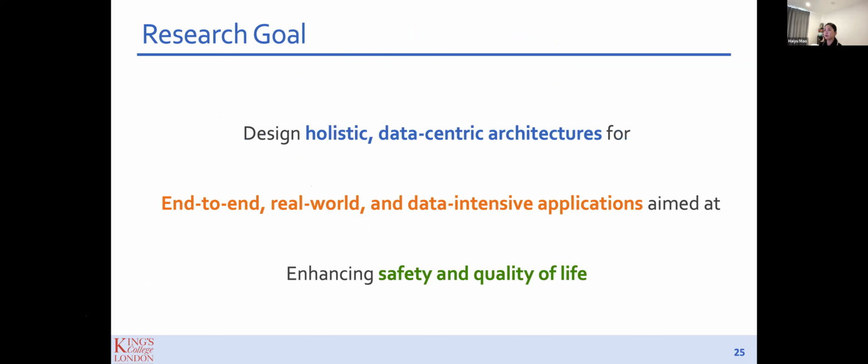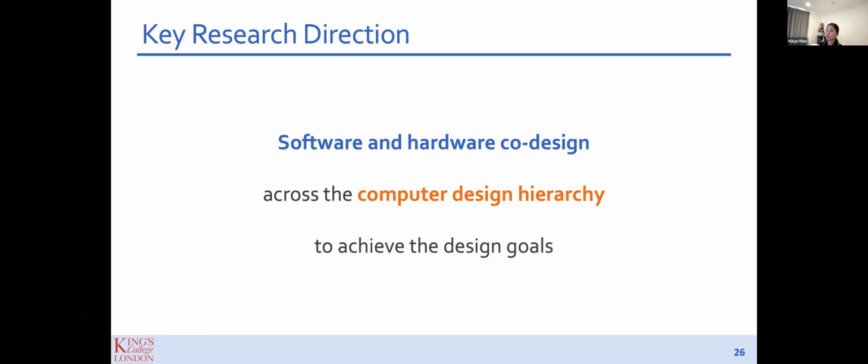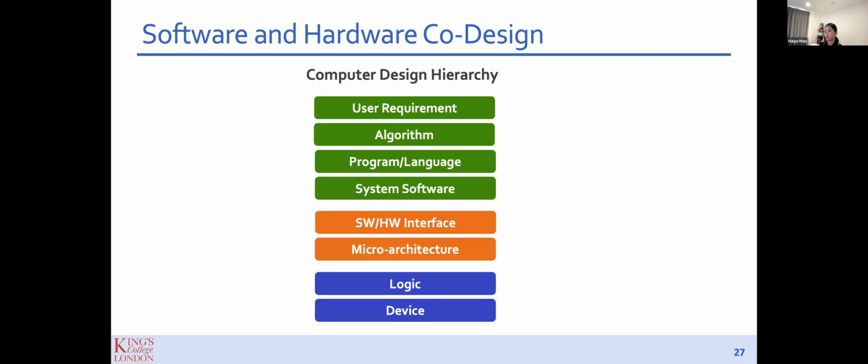Okay. And so the goal of the PIM and ISP research in my group is designing holistic data-centric architectures for end-to-end real-world and data-intensive applications, where we aim at enhancing safety and quality of life. And the key research direction is to do software and hardware co-design across the computer design hierarchy to achieve the design goals. So I will explain more about the key research direction.